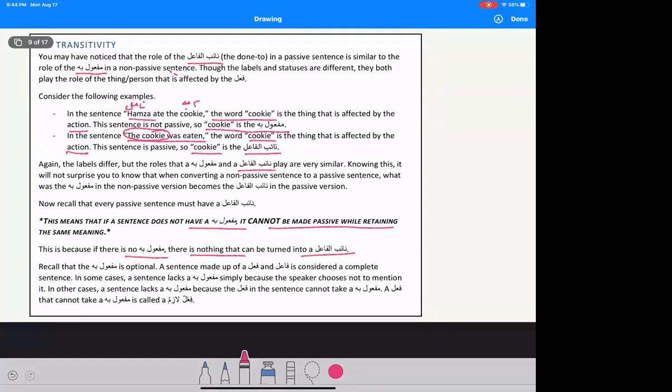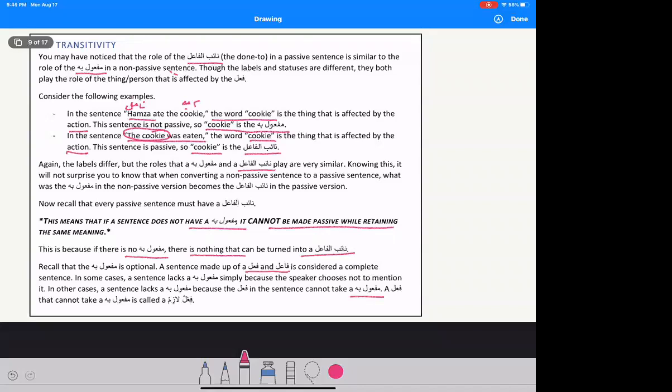So recall that maf'ulun bihi is optional. A sentence is made up of a fa'il and a fi'l. So if we have a fa'il and a fi'l in a regular sentence, that is a complete sentence. In some cases, a sentence lacks a maf'ulun bihi simply because the speaker chose not to mention it. In other cases, a sentence lacks maf'ulun bihi because the fa'il in the sentence cannot take maf'ulun bihi.